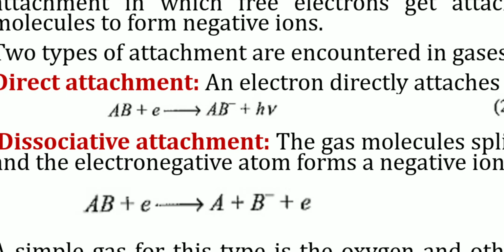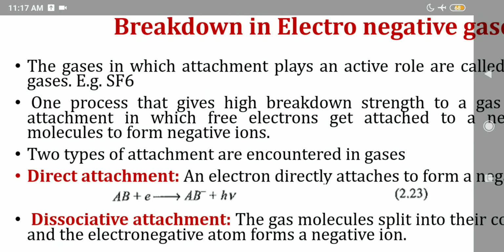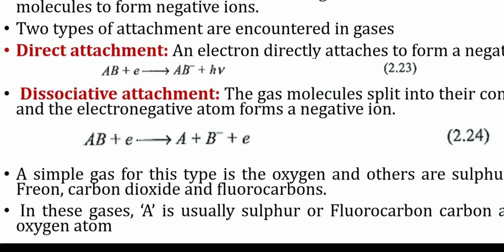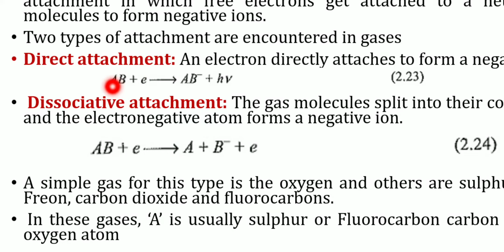Get my point? So this direct attachment process is represented like this. Okay. So the second process, what is that one? That is the dissociative attachment process. What is the meaning of this dissociation? Dissociation here means this.